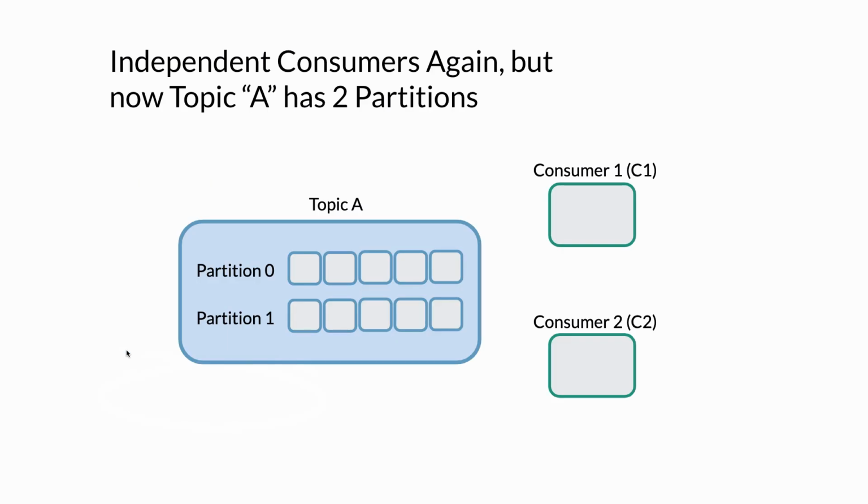Independent consumers. Now imagine the topic has two partitions. Again, each consumer is going to act independently. So in these cases, if they have different consumer group IDs, again, we'll show you this in the demo, they are going to read independently of one another, and they'll read from each partition on their own.